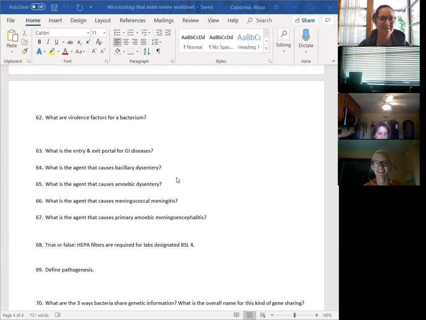So hemolysins are particular compounds that destroy red blood cells specifically. So that's what an exotoxin is. It attacks a really specific type of cell rather than having this whole body effect.